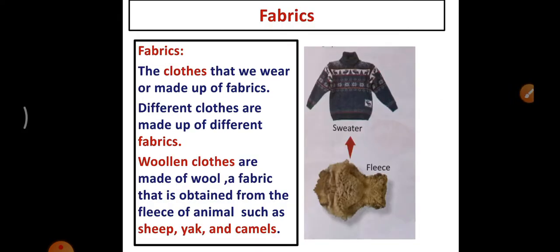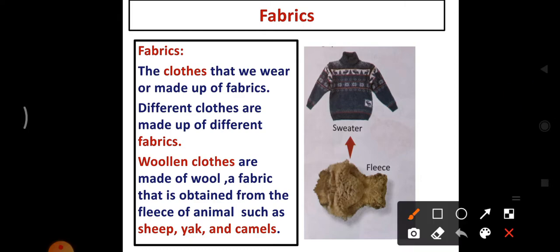The next material is fabrics. Fabric is nothing but clothes. We wear different types of clothes, and the clothes that we wear are made up of fabrics. Different clothes are made up of different fabrics. We are using woolen clothes, cotton clothes, silk clothes. Different fabrics are made up of different fibers. The first one, woolen clothes.